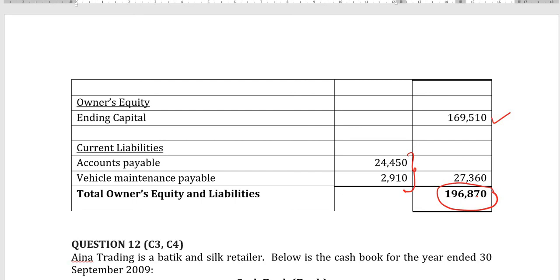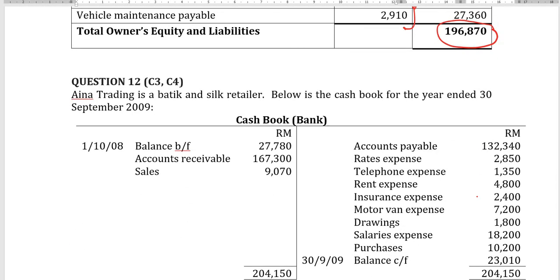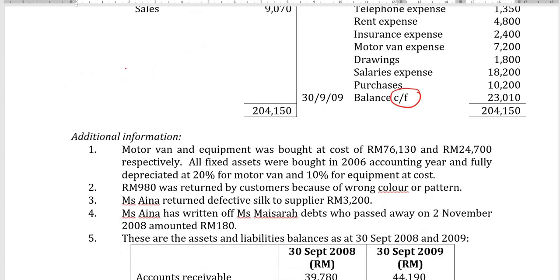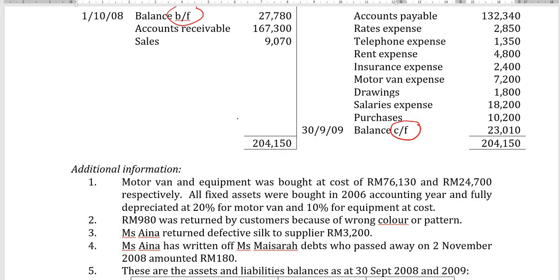Okay, alright, we go straight to question 12. Okay, question 12 dia bagi sama juga cash book. Okay, so this is beginning balance and this is ending balance. Okay, awak tengok dia punya account ended 30th September 2009. Alright, kenapa madam tengok dia punya accounting period?